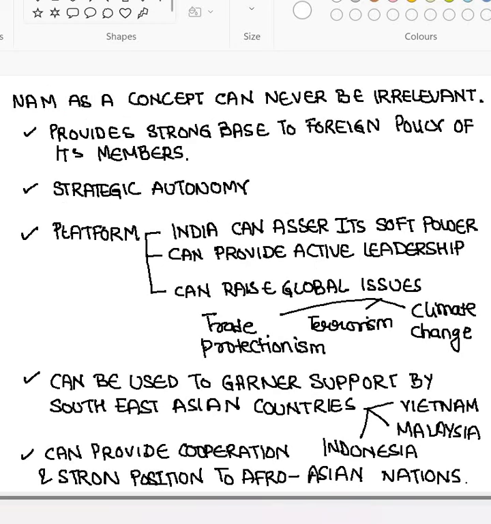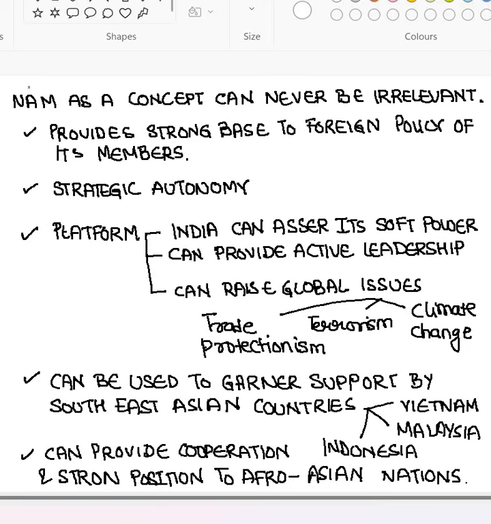Okay. Now another question is this NAM as a concept still relevant? क्या आज भी ये जो नॉन अलाइन मूवमेंट का कॉन्सेप्ट है रेलेवेंट है? बिकॉज नाउ वी हैव स्ट्रांगली established ourselves as a global independent nation. So is this relevant? The answer is yes. It can never be irrelevant.